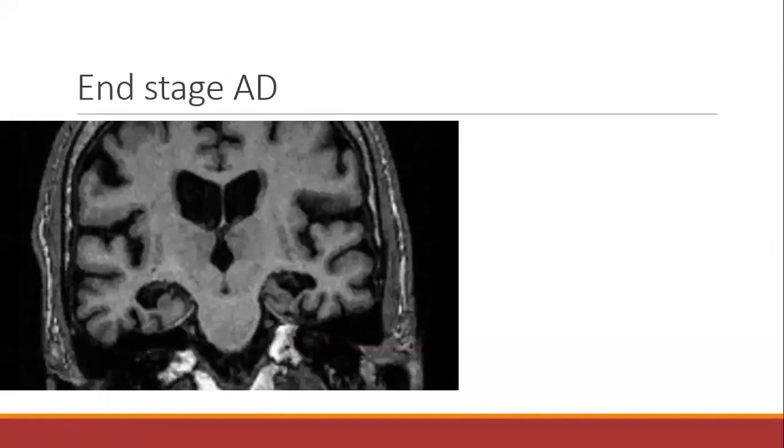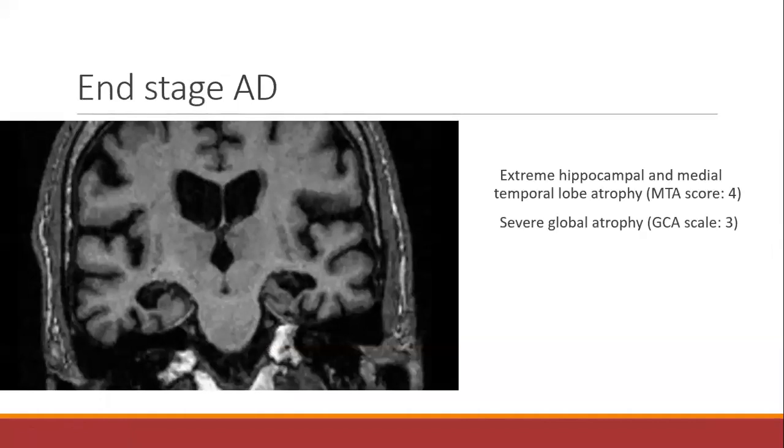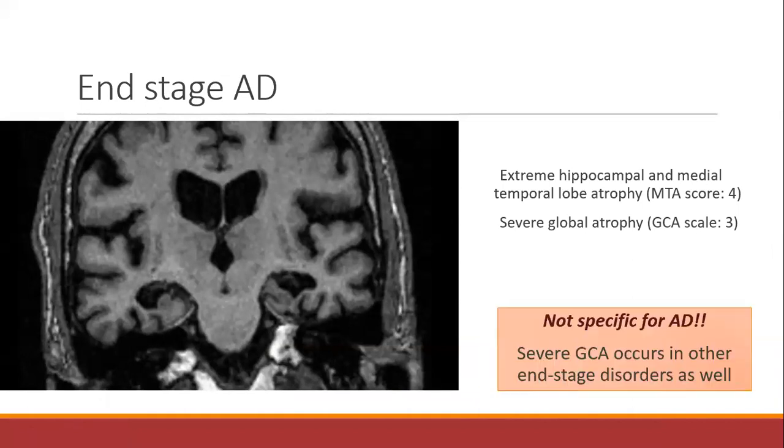Patients with end-stage Alzheimer's dementia. Like we discussed in the MTA scoring, there can be extreme hippocampal and medial temporal lobe atrophy with an MTA score of 4. In addition to that, in advanced dementia, there can be global atrophy. So here there is global atrophy with a GCA scale of 3. What you have to remember is that global cortical atrophy will finally happen in all end-stage diseases. So when the dementia progresses in all conditions, finally you will have GCA 3. That is not specific to a particular diagnosis.